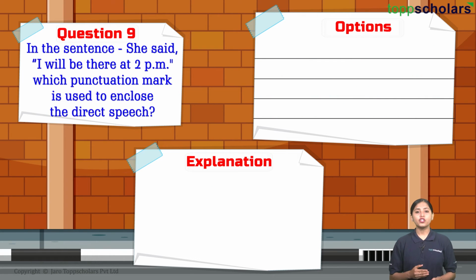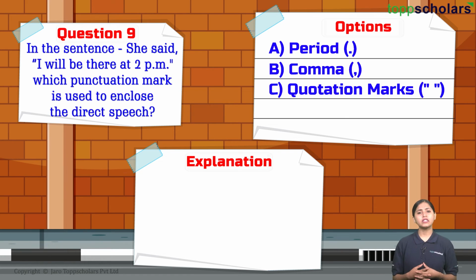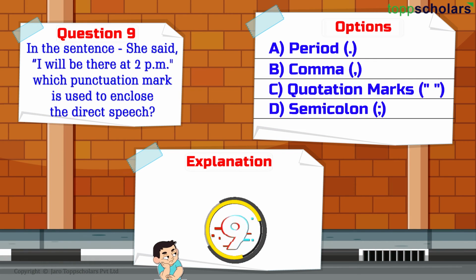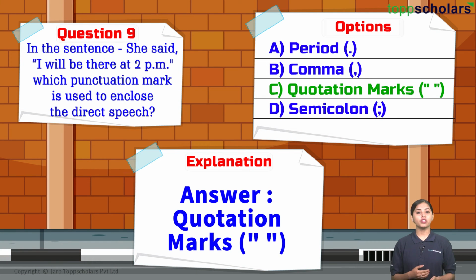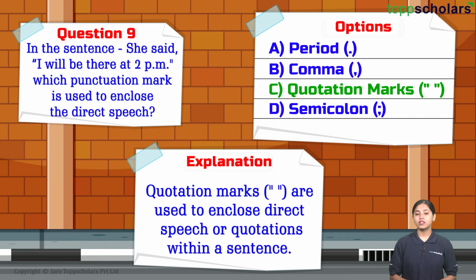In the sentence, she said, "I will be there at 2 p.m." which punctuation mark is used to enclose the direct speech? Option A, period. Option B, comma. Option C, quotation marks. Option D, semicolon. Answer: quotation marks. Quotation marks are used to enclose direct speech or quotations within a sentence.